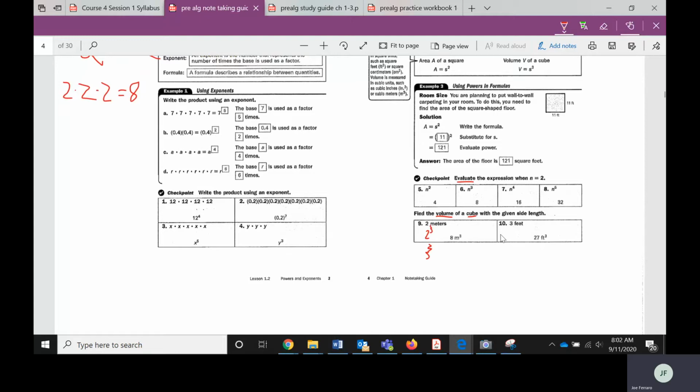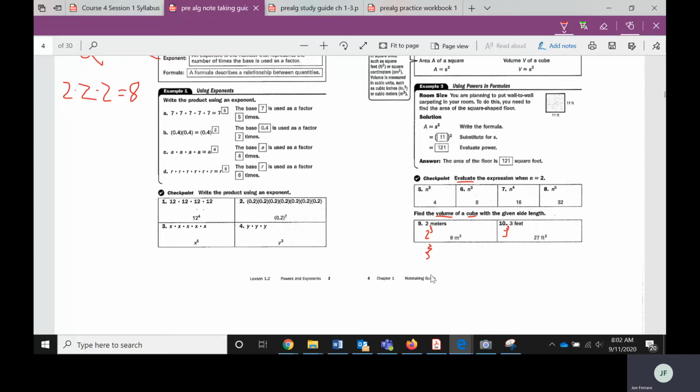2 to the third is 8. Here, the side is 3 feet, so it's going to be 3 to the third. Sorry, guys. I'm going to get a pen that I can write with on a pad for this. But 3 to the third, 3 times 3 times 3, is 27.